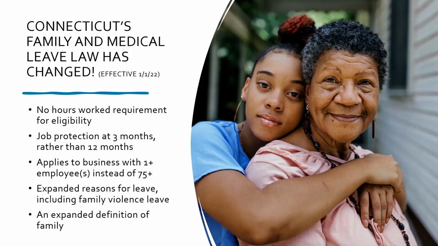Which leads to the second change, which is that job protection attaches after a 3-month period of employment, not a 12-month period of employment. Connecticut FMLA now applies to businesses with 1 or more employees. Previously, that was 75 or more employees. So we know that there is definitely a huge segment of our employers in the state that now have to learn about FMLA where they previously were not subject to it.